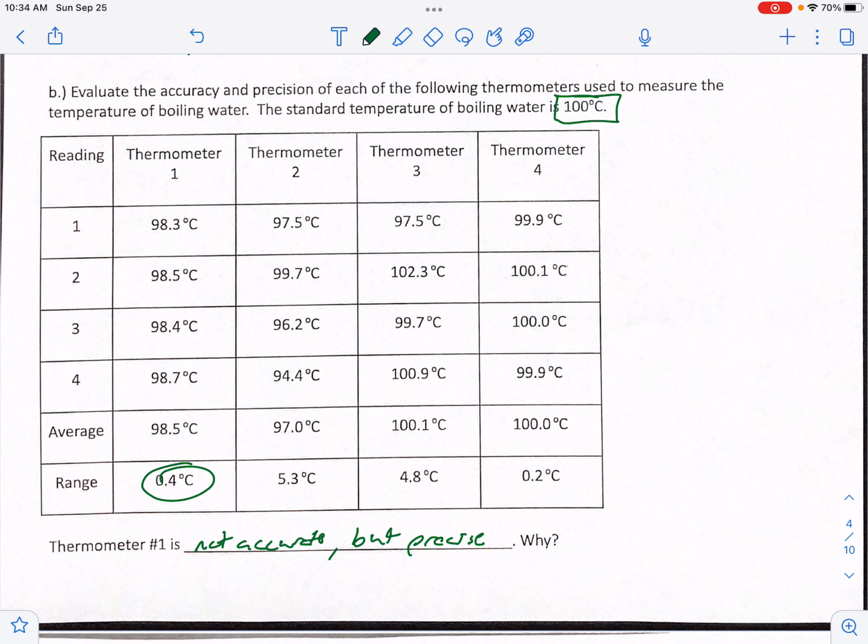And for my why, it's basically what I've been explaining: my average just was not close enough to my target. That's why it's not accurate. And then my measurements are actually close to each other. My range is very small. So that means you were actually precise in your measurements.